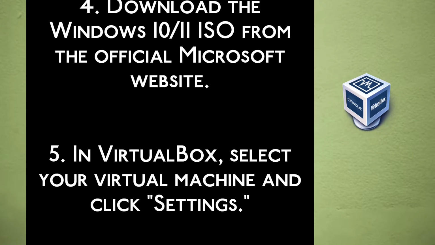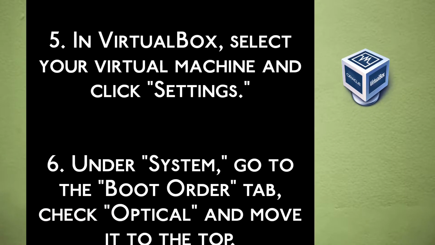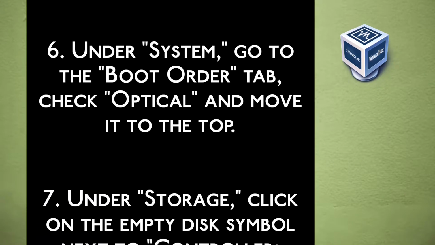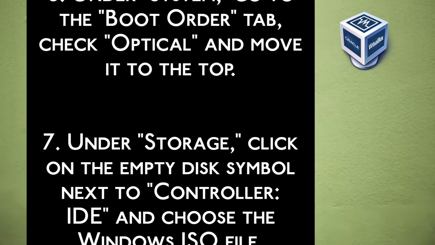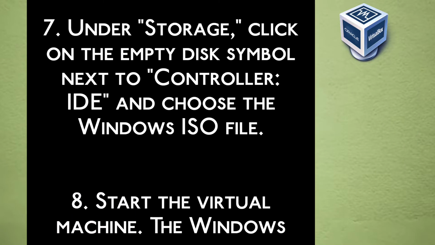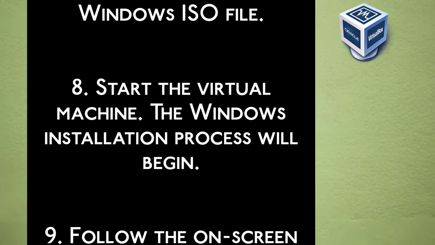Step 5. In VirtualBox, select your virtual machine and click Settings. Step 6. Under System, go to the Boot Order tab, check Optical and move it to the top. Step 7. Under Storage, click on the empty disk symbol next to controller.ide and choose the Windows ISO file. Step 8. Start the virtual machine.